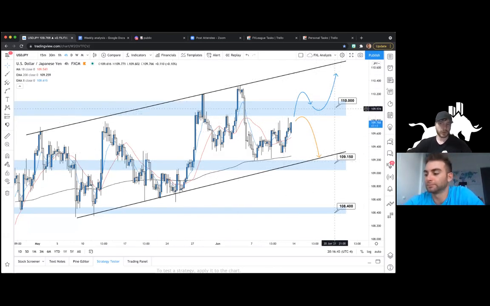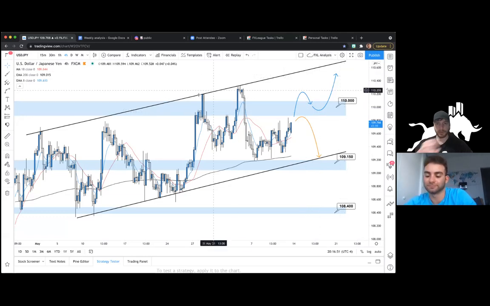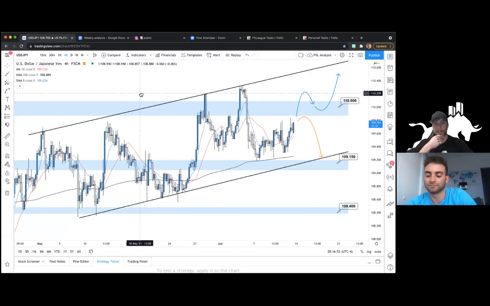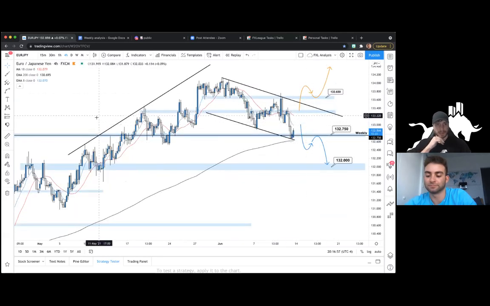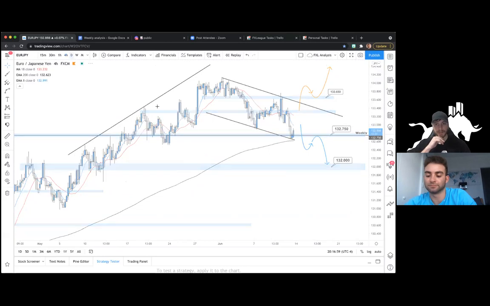So, again, we're just going to start following a little more closely once we get to 110, and then look for either of these two scenarios to play out. All right, so that's it. That's UJ. Let's go ahead, jump over to EJ. Daily time frame to start.